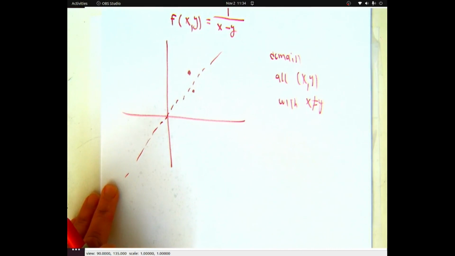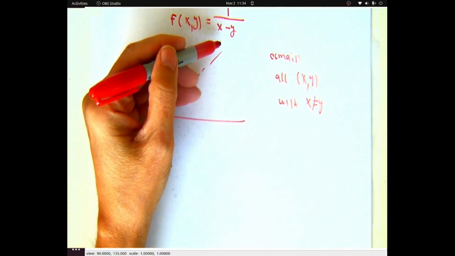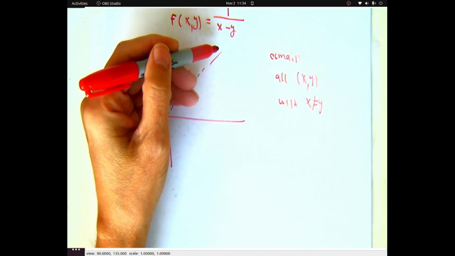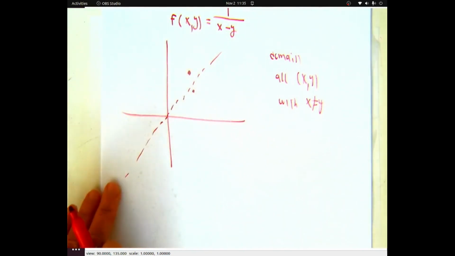I predict I'm going to get some severely bad behavior along this straight line. On the other hand, suppose that x was much, much, much bigger than y. Then 1 over x minus y will practically be 1 over x, and 1 over a number with large absolute value is close to 0. The similar reasoning holds if the y is very large in size compared to the x. So I expect to see a picture that flattens out very quickly as I get away from this line, but acts very badly near the line.